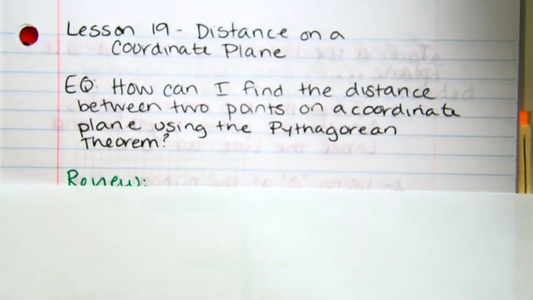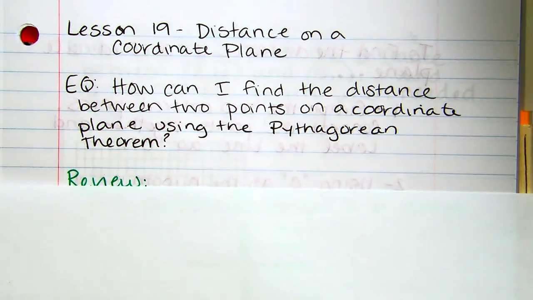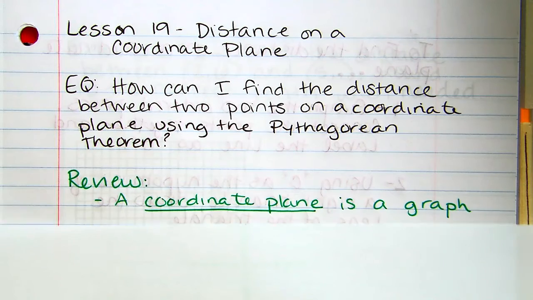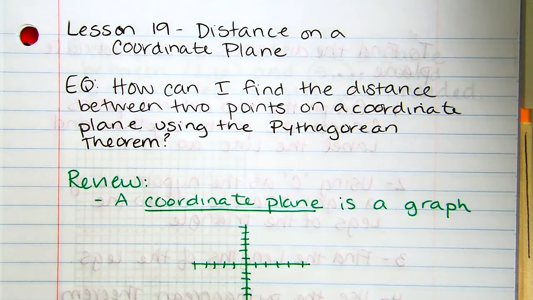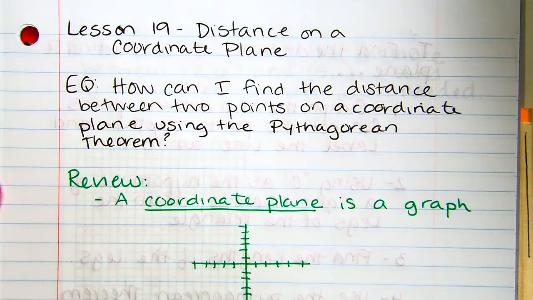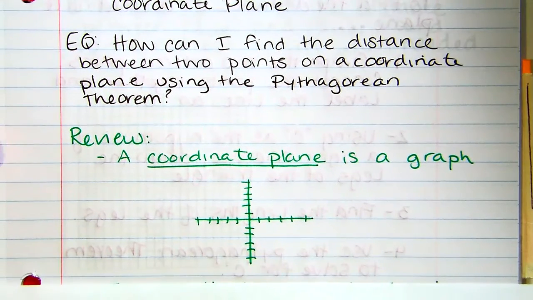First, our essential question is, how can I find the distance between 2 points on a coordinate plane using the Pythagorean Theorem? Now, I want to refresh your memory as we haven't done some graphing in a bit. And to first begin with, the first thing that I want to review is a coordinate plane. So simply, a coordinate plane is a graph.